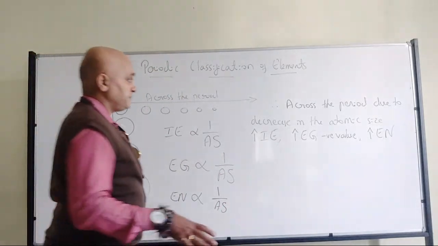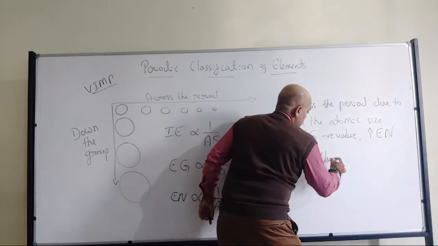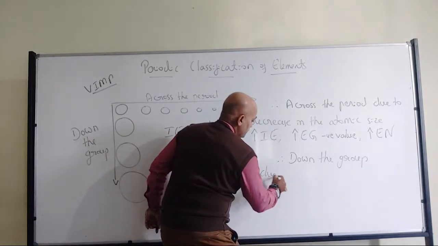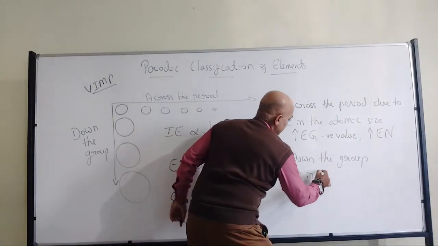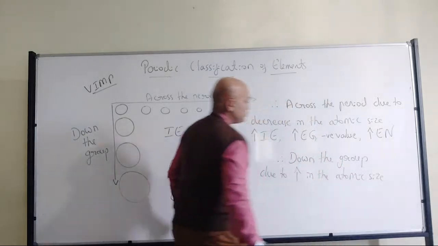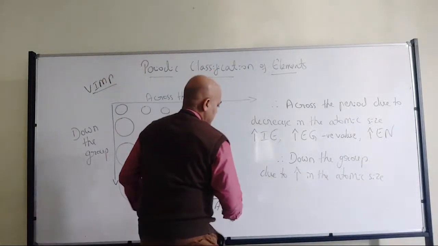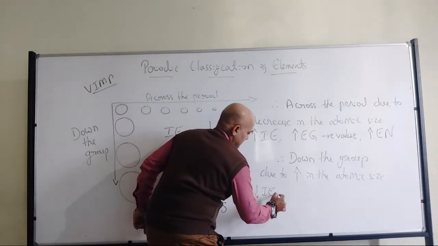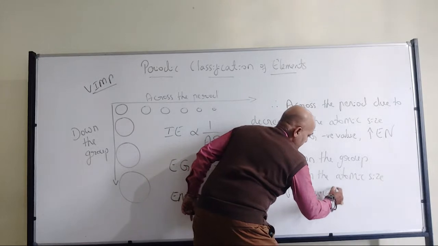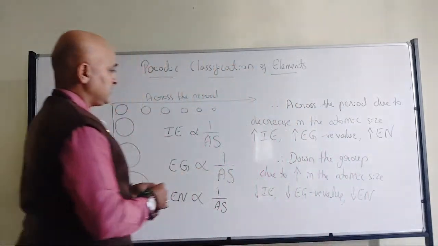Try to understand this. Now therefore, down the group, due to the increase in the atomic size, everything will become reverse. So there is a decrease in the ionization enthalpy, there is a decrease in electron gain enthalpy negative value, and there is a decrease in the electronegativity.